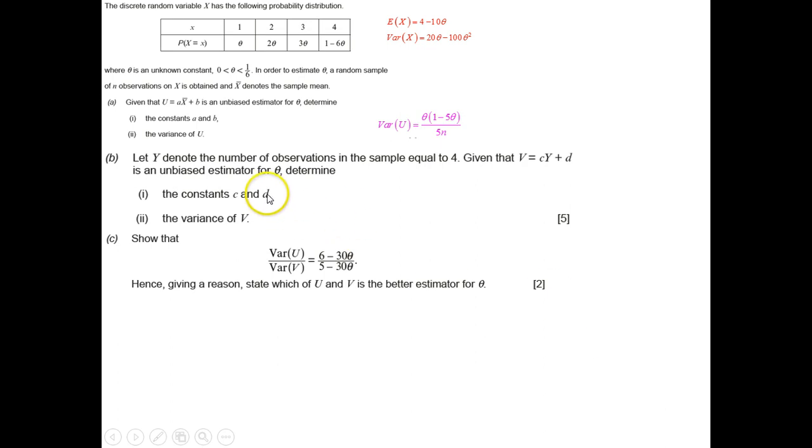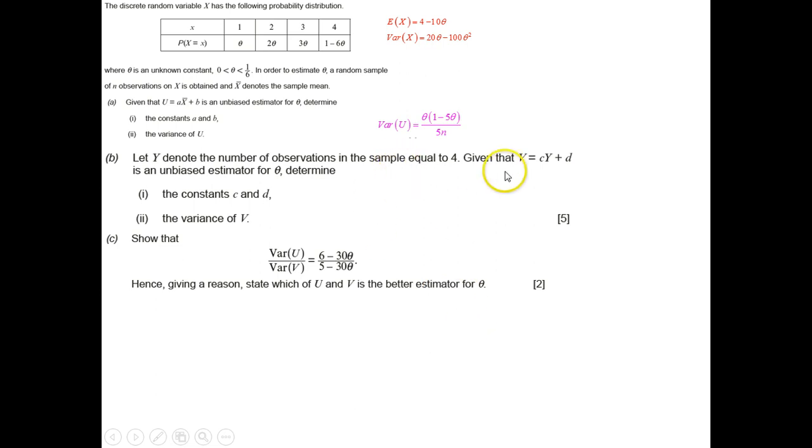So part B, let Y denote the number of observations in the sample that are equal to 4. Given that V, the combination of c times Y plus d, is also an unbiased estimate of theta, determine c and d, the variance of V, and show for c the quotient of variance of U to variance of V is that combination, so that we can see which one is the best estimator.